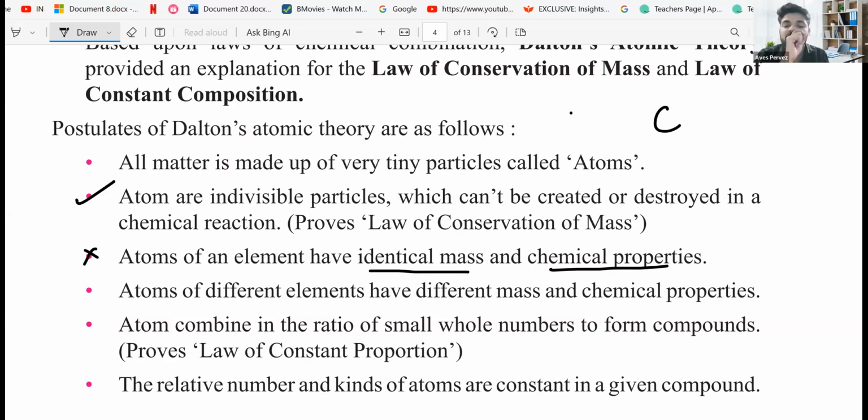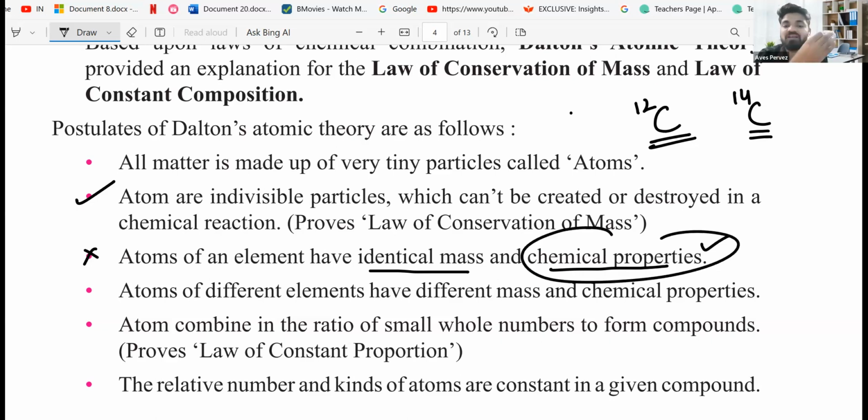If I'm talking about carbon, carbon has two types of atoms. One is carbon 12, with mass 12, and another is carbon 14, with mass 14. So these are two atoms of carbon, but they have different masses. The part that atoms of the same element have the same chemical properties is correct, but having identical mass is not.